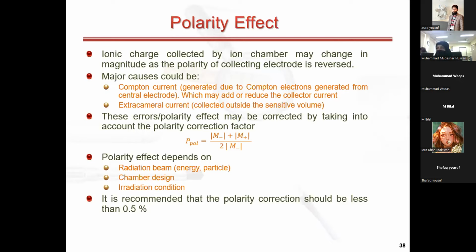We have tried to make that chamber air equivalent, but as you know, true air equivalence is not possible. There are some components of the chamber that are, of course, not equivalent to air. These components could include the metal of the stem, and the cable that carries charge from the chamber to the electrometer. So when all these components of the chamber are placed within the beam, they may add or reduce the charge that is truly produced due to the ionization of the air.